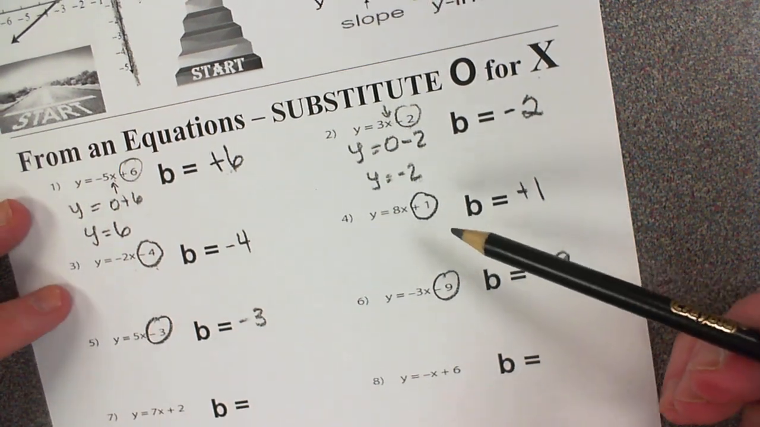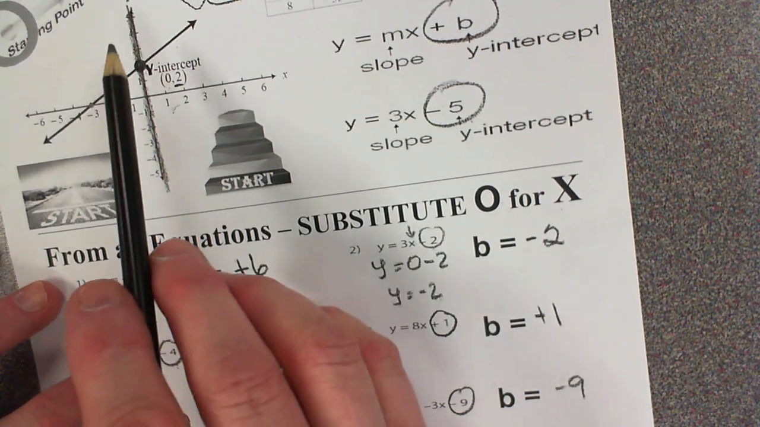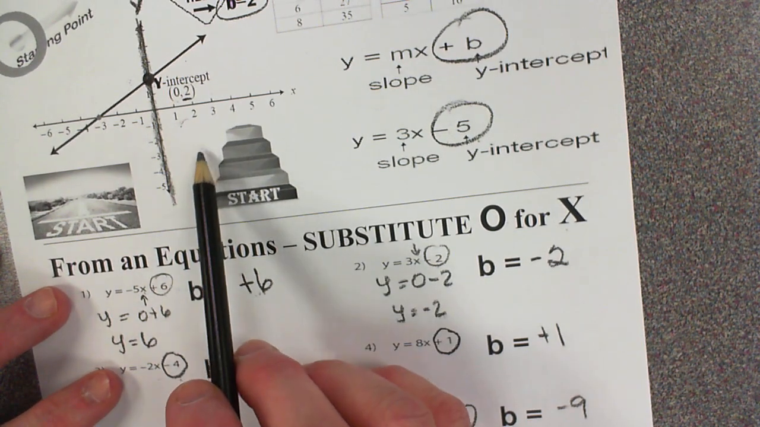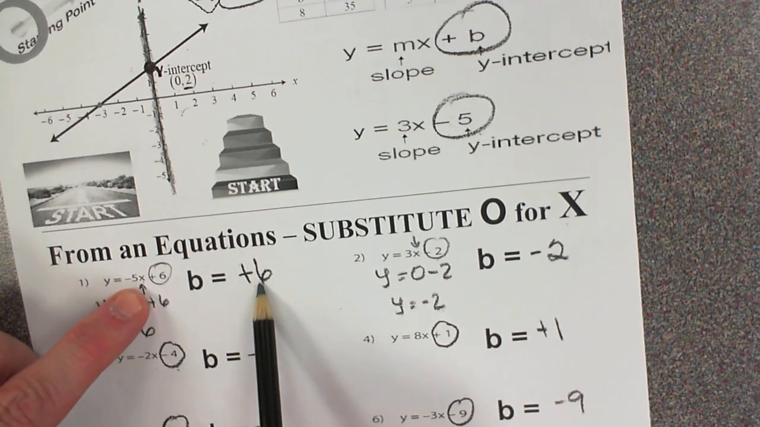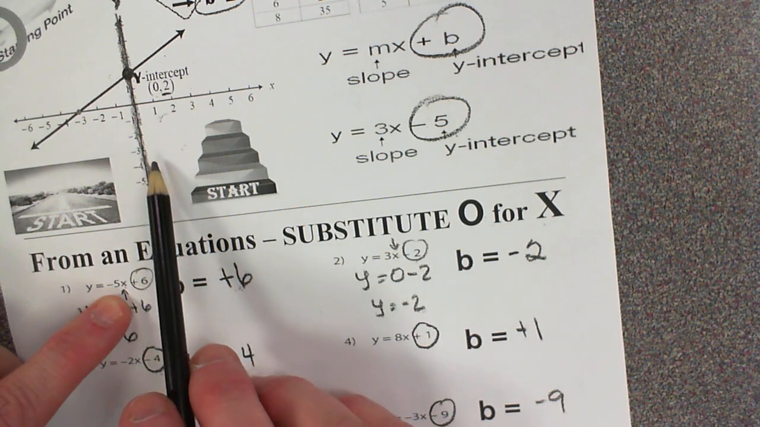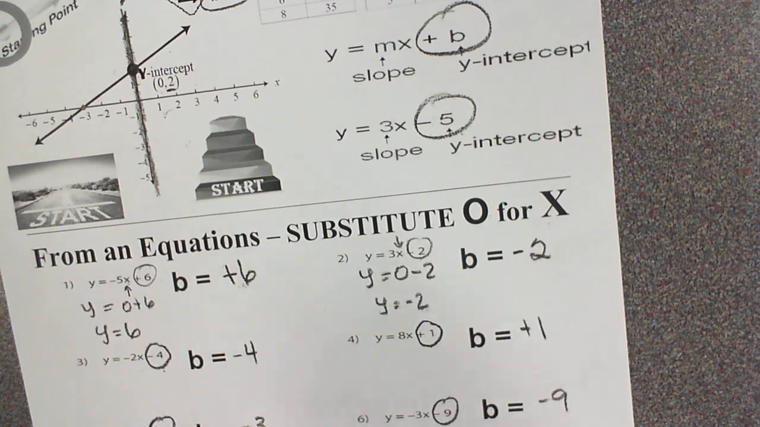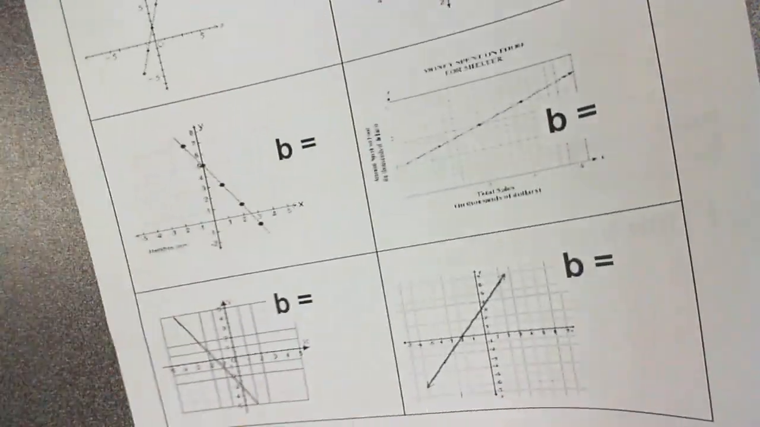But just to be clear, when I go back and graph these different graphs, all of these different lines are going to intersect the y-axis at this number. This one's going to start at positive 6. This one's going to start down here at negative 2. This one will start down here at negative 4. And you'll see how that works as we continue to practice this. Let's turn it over.